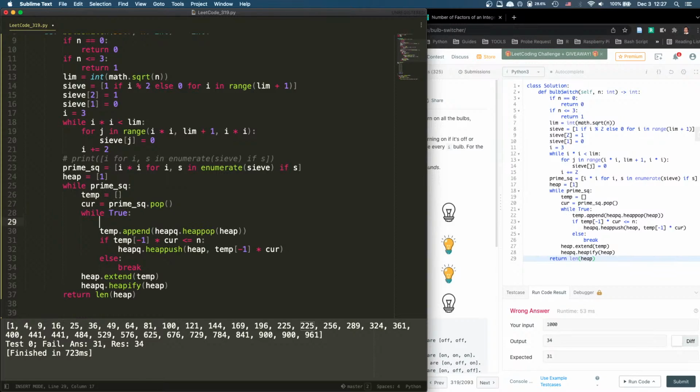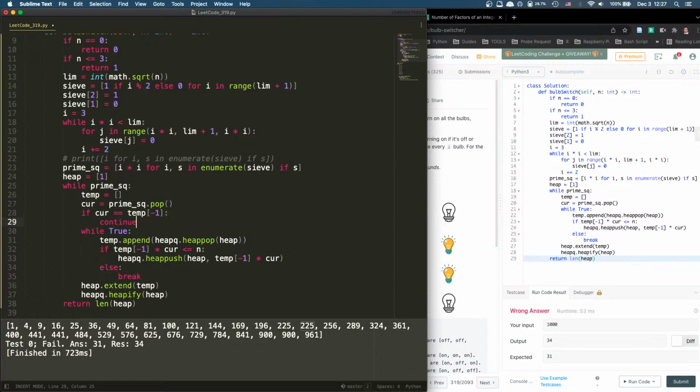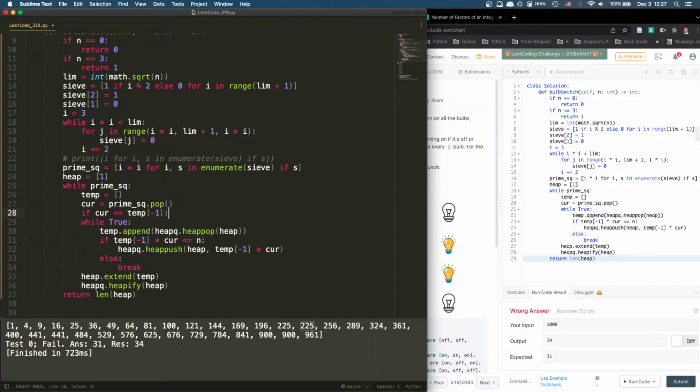While true. If current is equal to temp, then break. Okay. If current is equal to temp, then we continue. Which means it's actually just if current is larger, it's not equal to, then we do this. If it's equal to, we just pop.